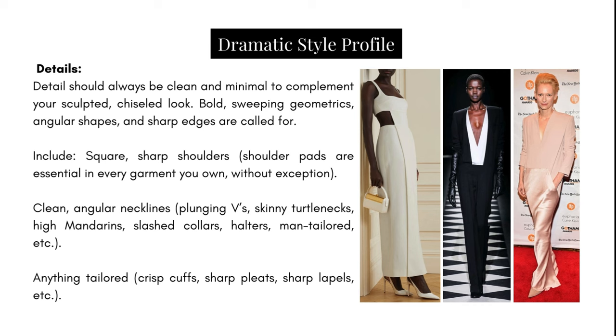Details. Details should always be clean and minimal to complement your sculpted, chiseled look. They should focus on bold, sweeping geometrics, angular shapes, and sharp edges. Do include square, sharp shoulders. Shoulder pads are a great essential for this body type. Include clean, angular necklines, such as plunging V-necks, skinny turtlenecks, slashed collars, etc. Really include anything tailored, crisp cuffs, sharp pleats, sharp lapels, etc.